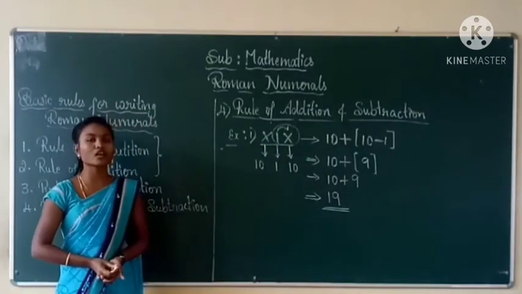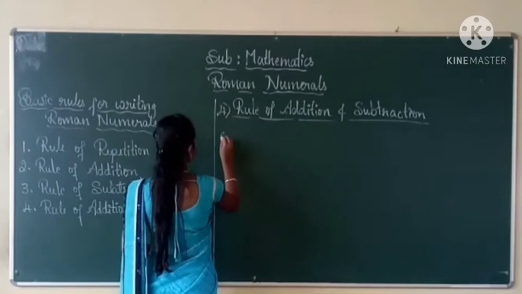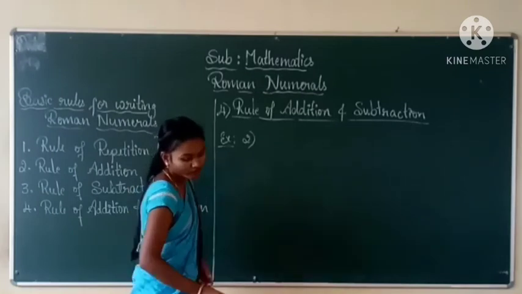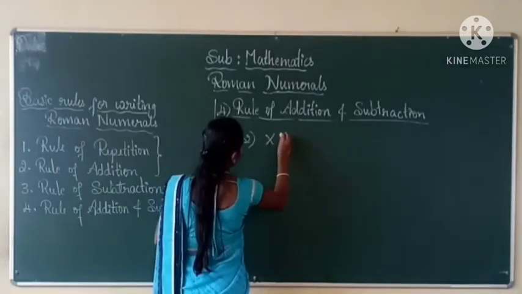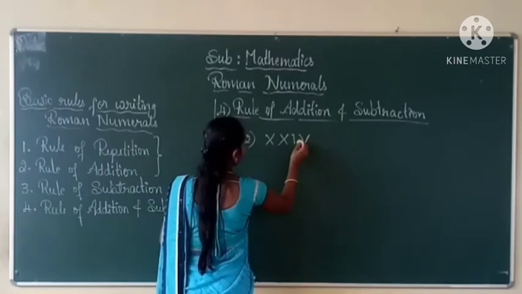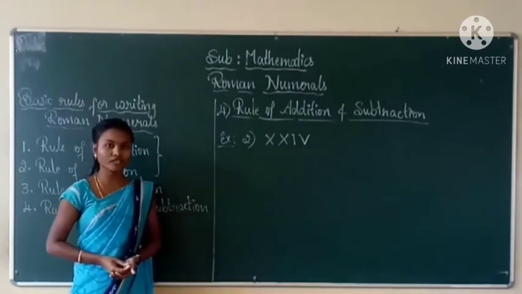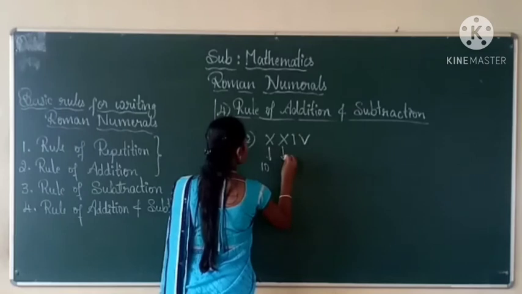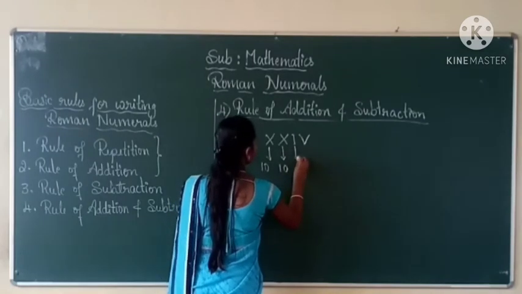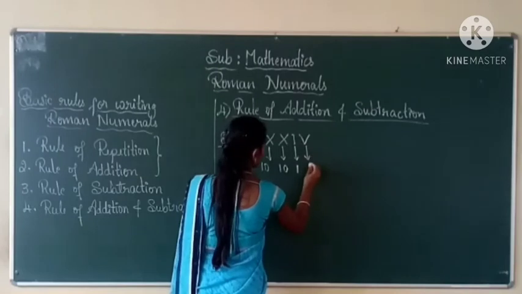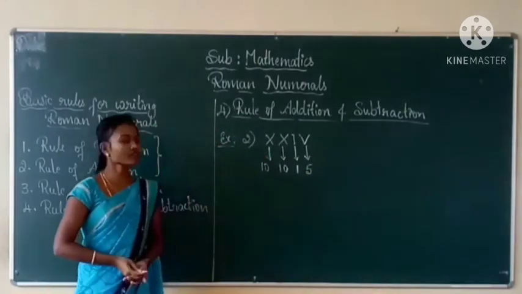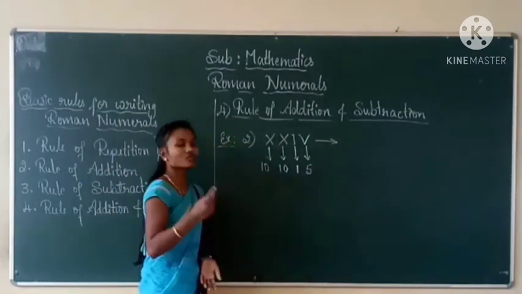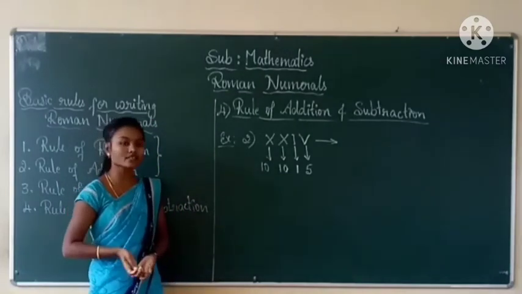Let me take another example. Example 2. XXIV. X, X, I, V. So here X stands for 10 and this X also stands for 10 and I stands for 1 and this V stands for 5. 10, 10, 1, 5. So here we have to use two operations, that is addition and subtraction.